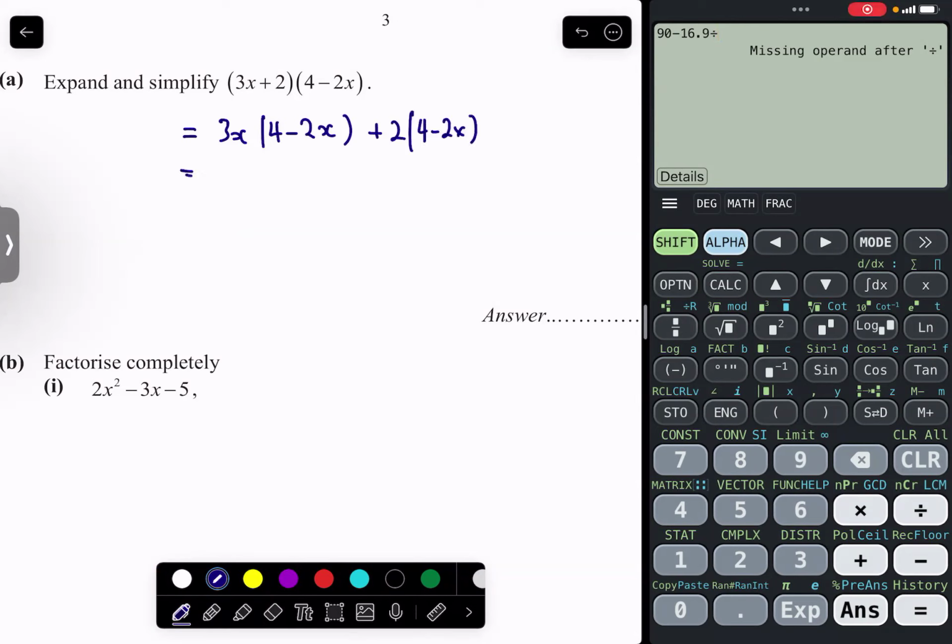Okay, so we get 12x minus 6x squared plus 8 minus 4x. When you combine the terms, you get negative 6x squared plus 8x plus 8. Right?